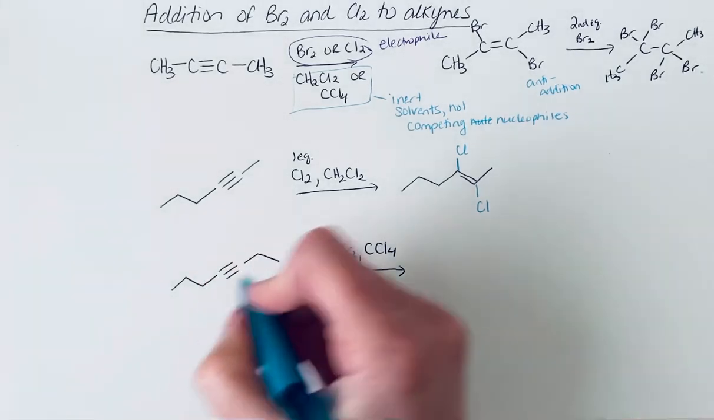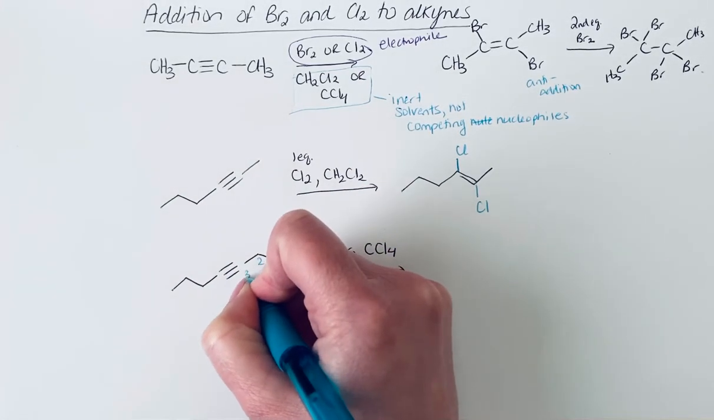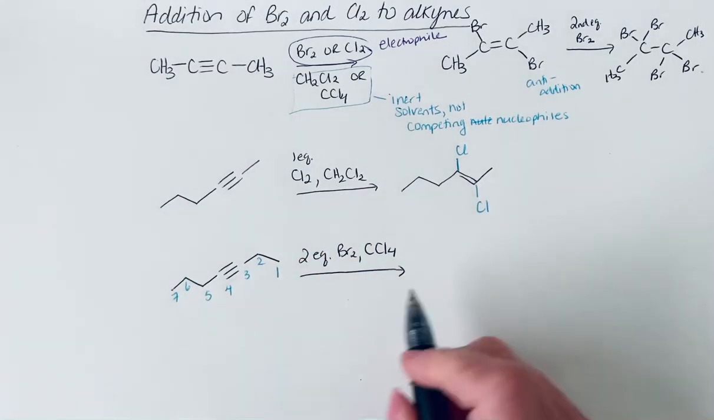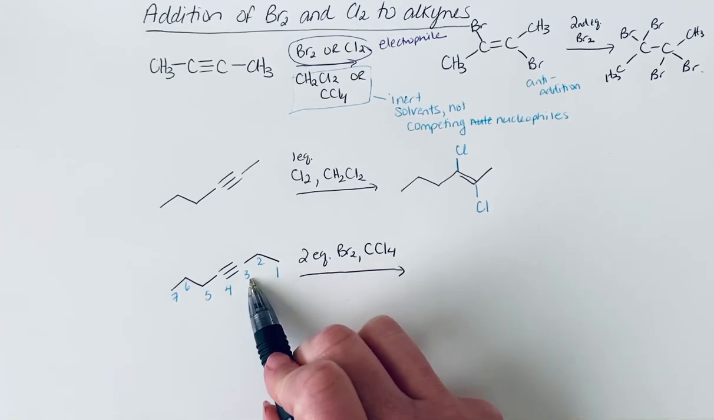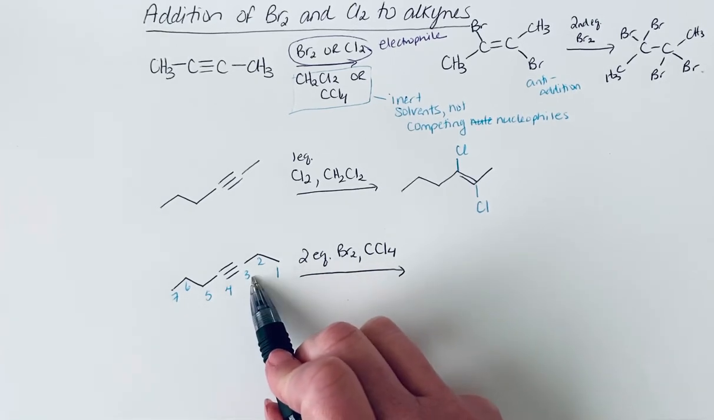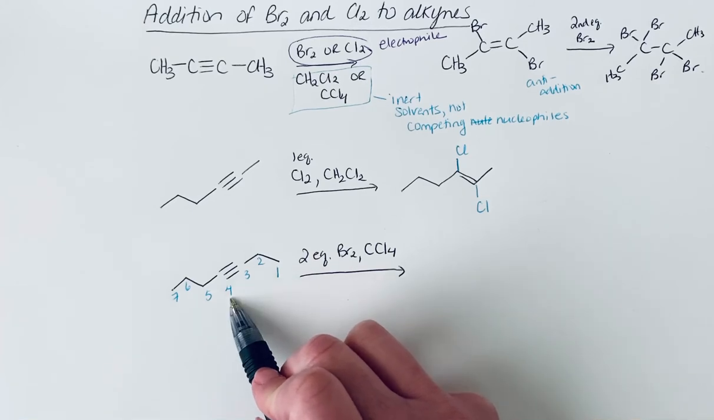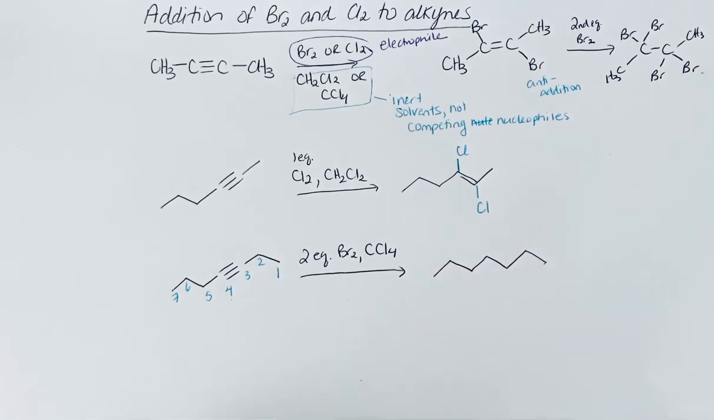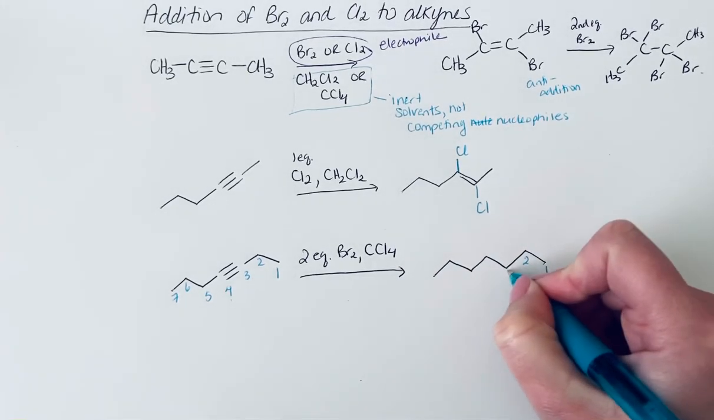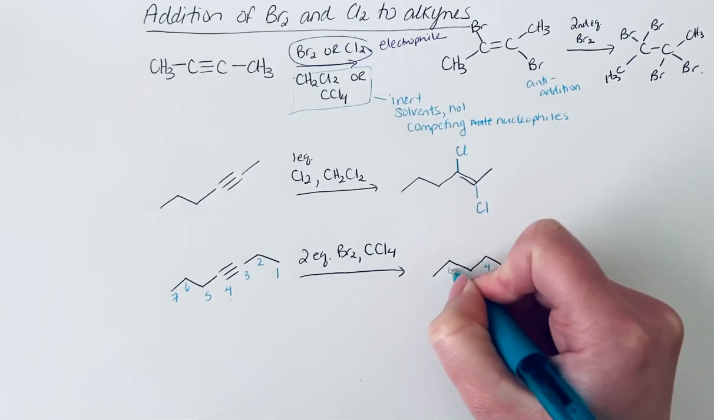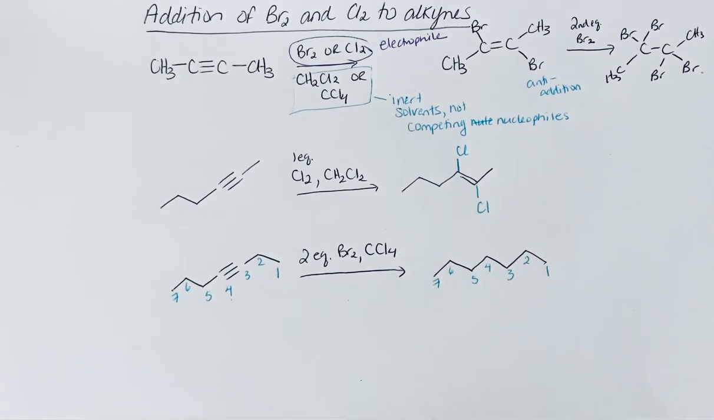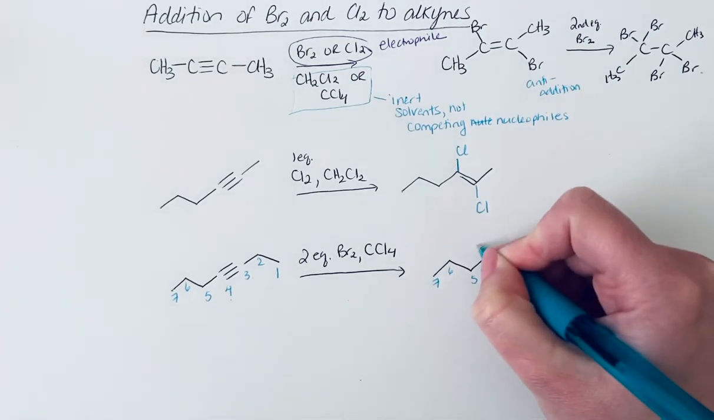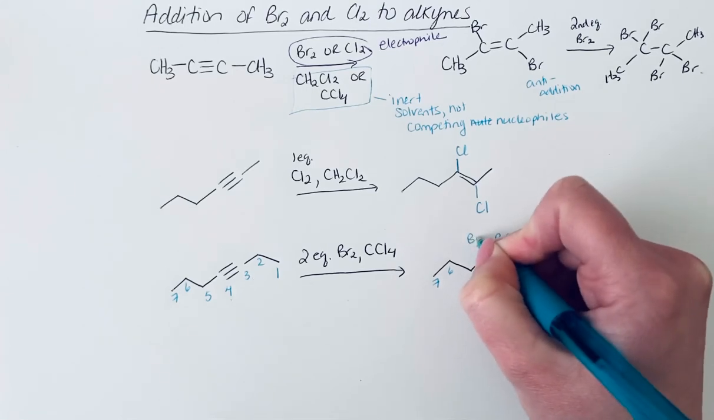So I'm going to number this carbon chain just so we can see a little bit clearer where the bromines are adding. This will be a fast trick for us to draw the product, because if the bromines are adding across the alkyne, we should see 2 bromine atoms on carbon 3 in the product and 2 bromine atoms on carbon 4. So I'm going to draw a 7 carbon chain. And in the product, I will have 2 bromine atoms that have added to carbon 3. And 2 bromine atoms that have added to carbon 4.